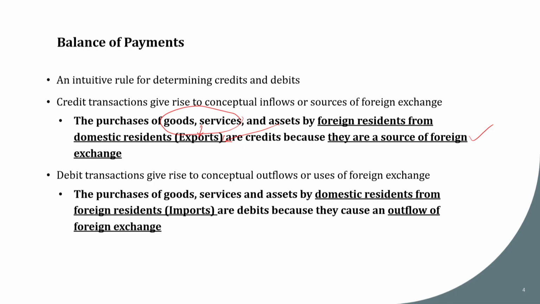Then coming to the debit transaction, it gives rise to conceptual outflows or uses of foreign exchange, mainly the purchases of goods and services. So these are the imports, goods and services, plus assets by domestic residents from foreign residents are debits because they cause an outflow of foreign exchange. So what you can see here is that exports should be related mainly to goods and services. Similarly, imports should be related mainly to the goods and services part. Assets will later connect with the financial flow, or capital inflow or capital outflow.